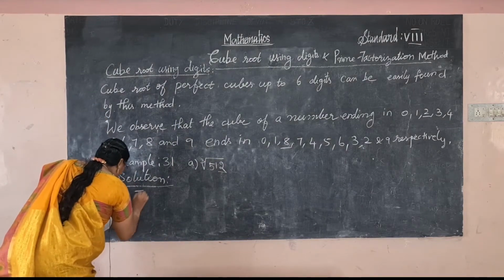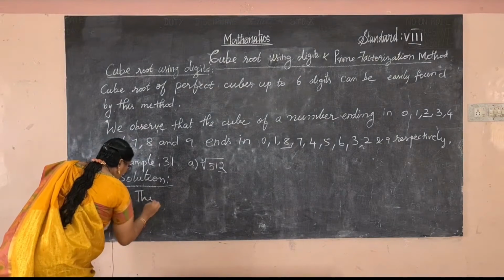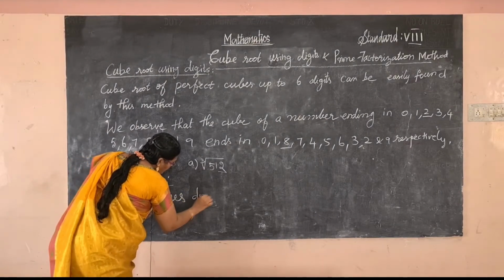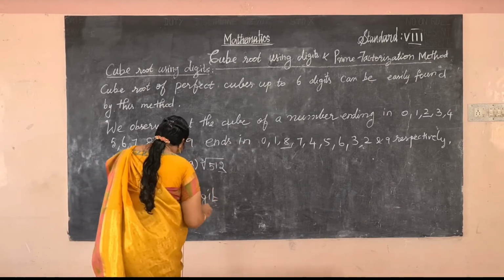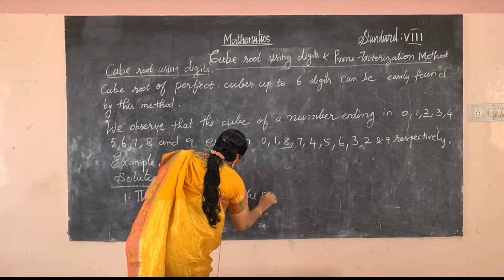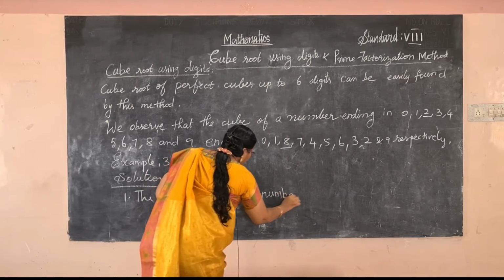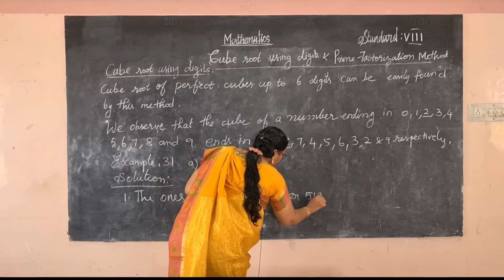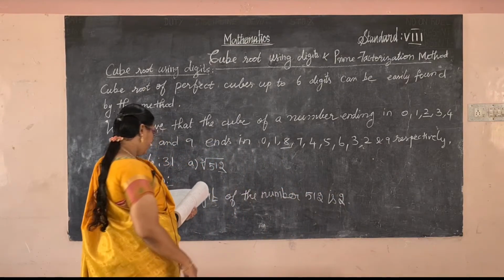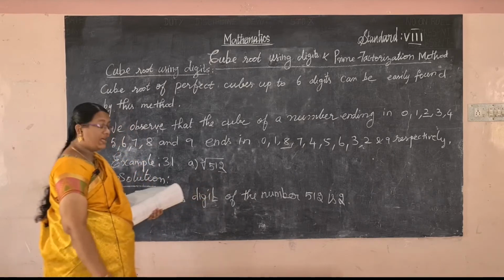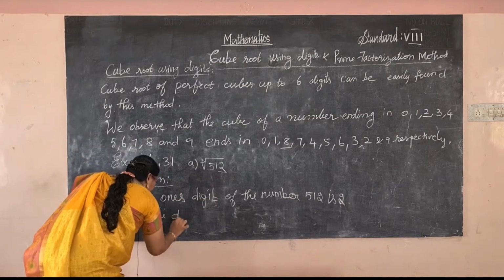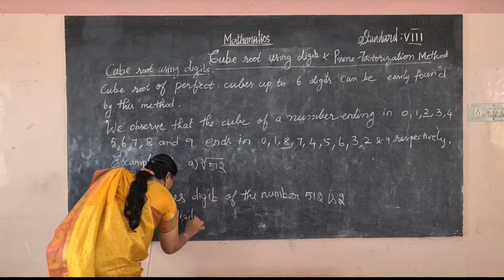Therefore, the first point. The ones digit, the same method. The ones digit of the number, what is that number? 512 is 2. Therefore, the digit of the ones place in the cube root.